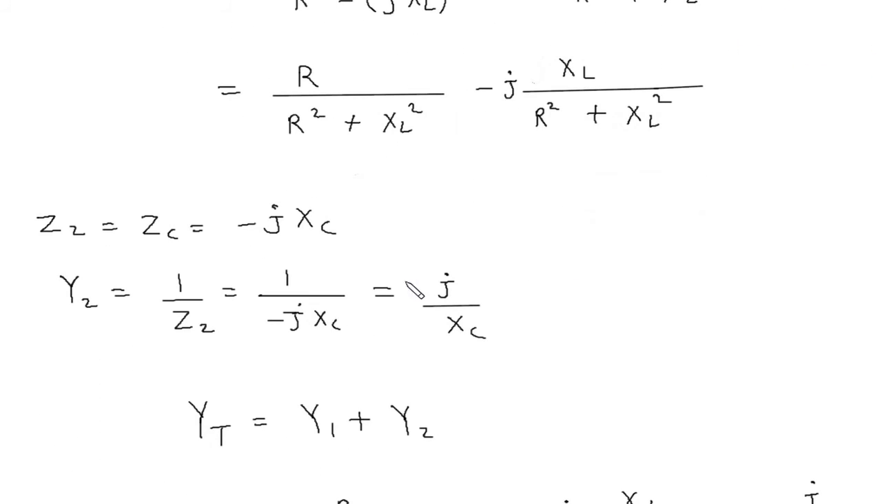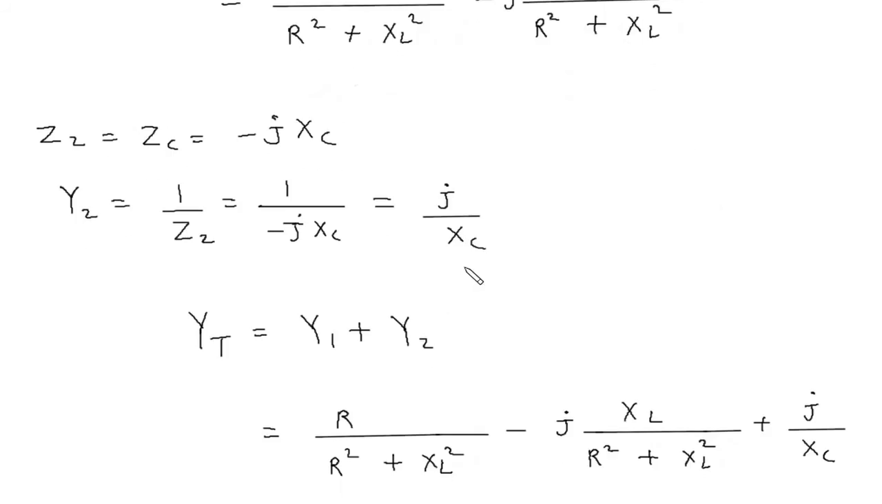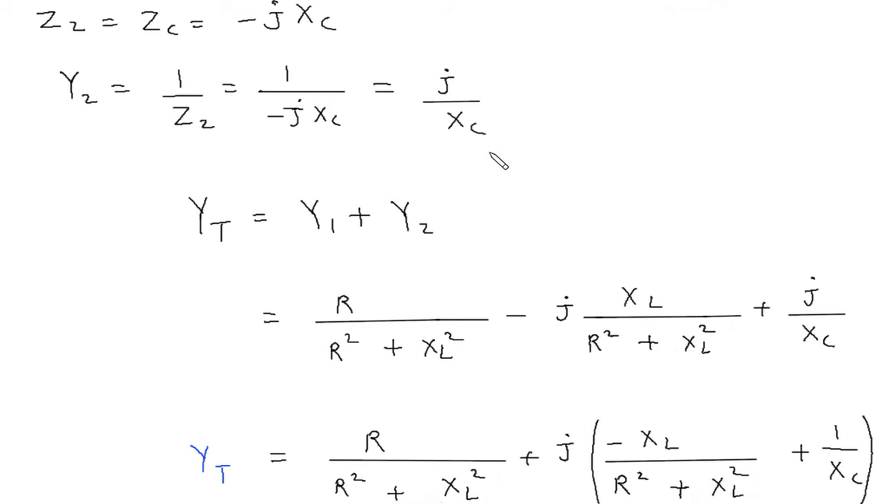Then for branch 2, Z2 = ZC = −jXC. So from this, admittance will be Y2, which is equal to 1/Z2, and it is equal to 1/(−jXC). Then again we have the formula 1/(−j) = j. We can verify this. 1/(−j) = j. Then this will be j/XC.